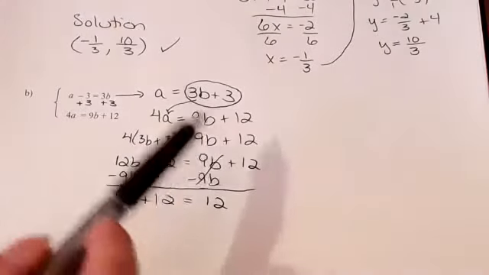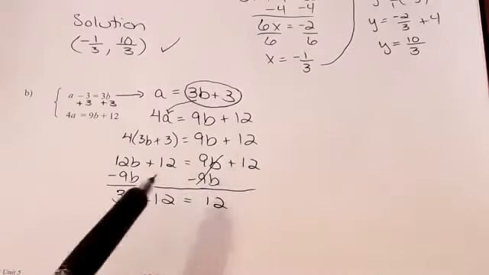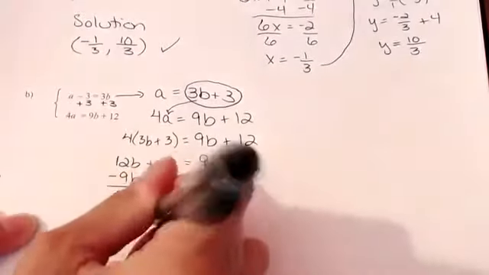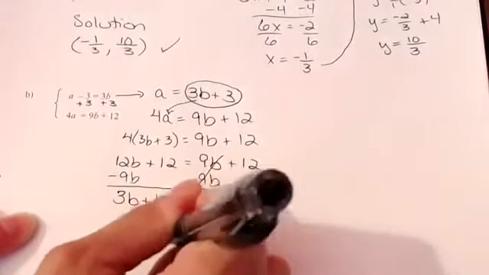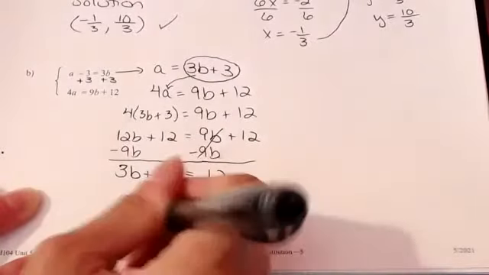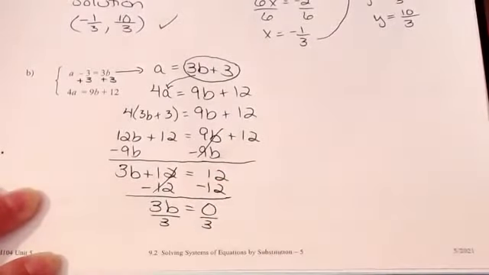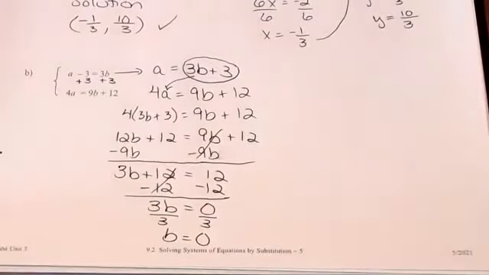Naturally, if we move a term from the right to the left, chances are we have to move a term from the left to the right. It's that algebra dance. We're going to subtract 12 here. We have 3b is equal to 0. That is not a big deal. And then we divide by 3. 0 divided by 3 is valid. That's just simply 0.